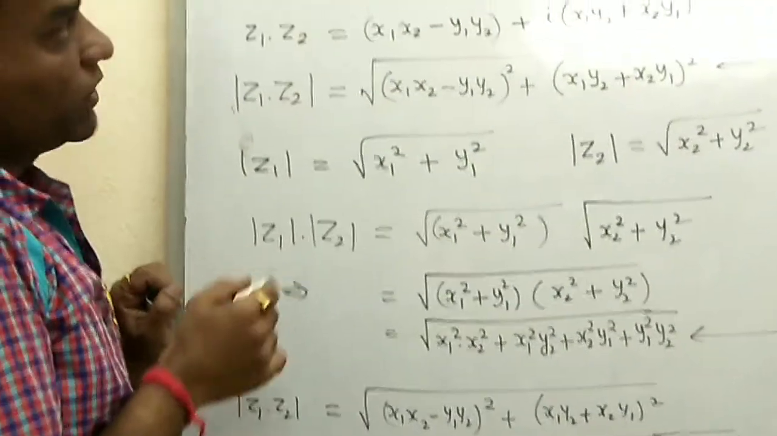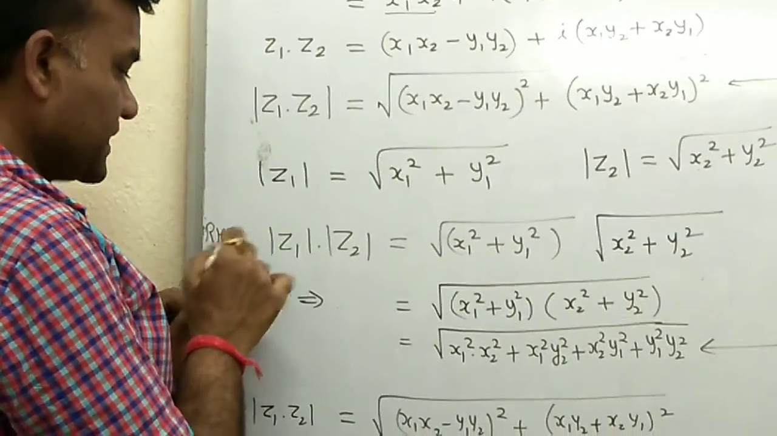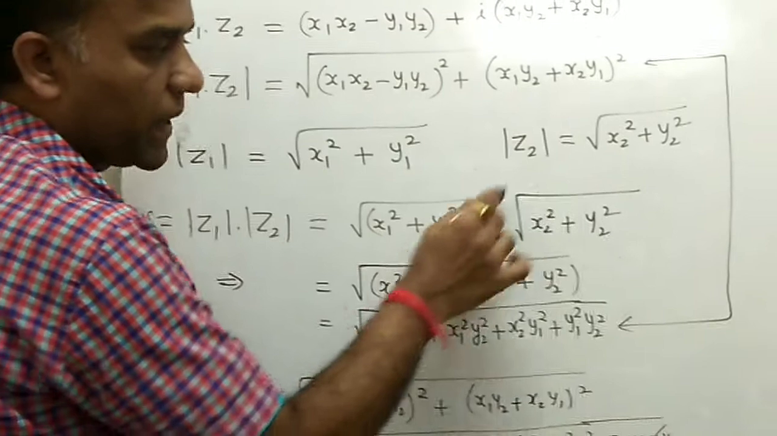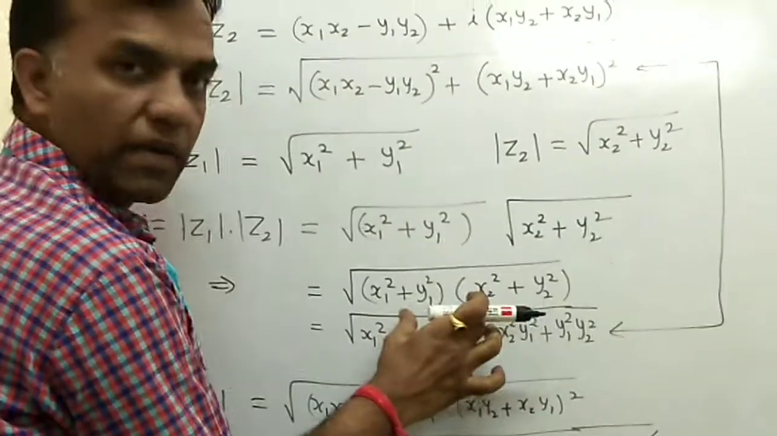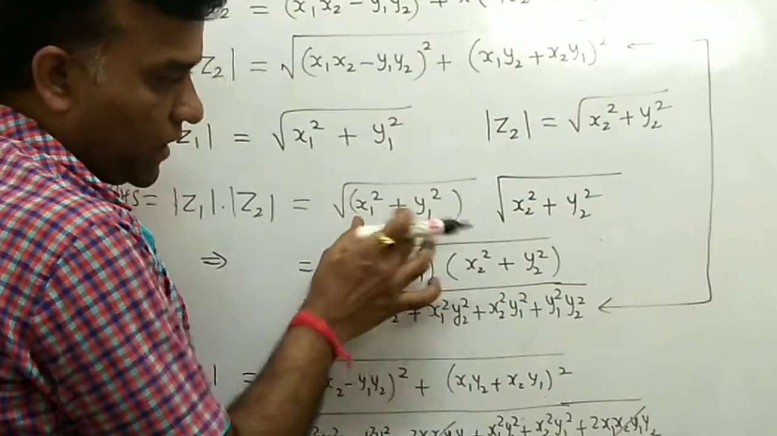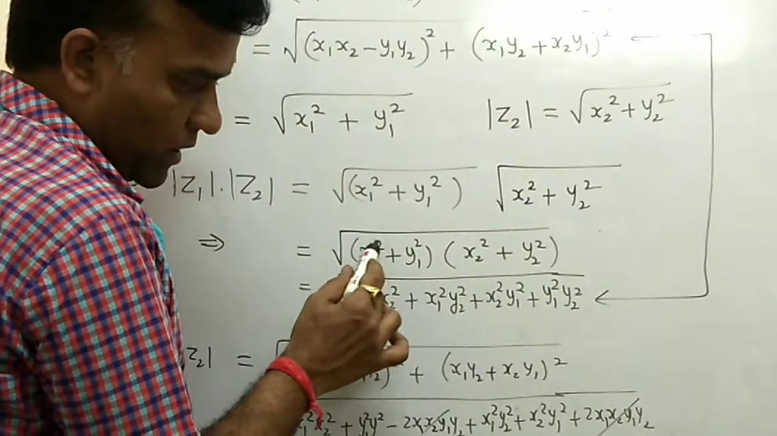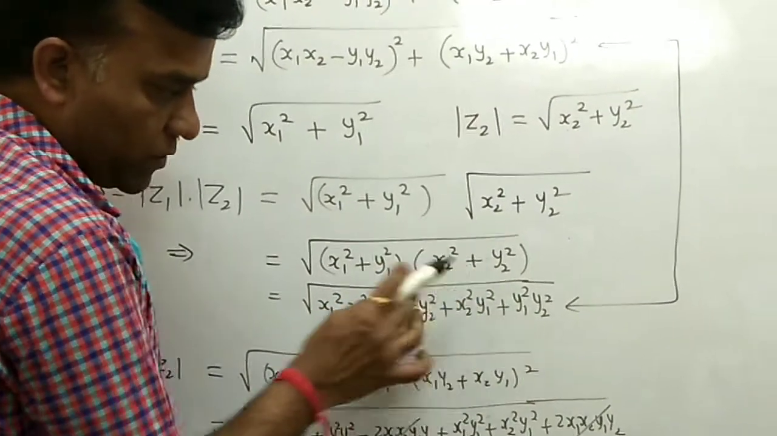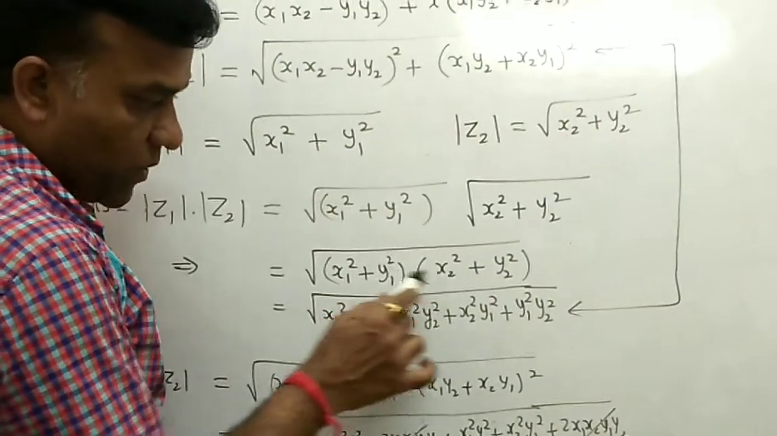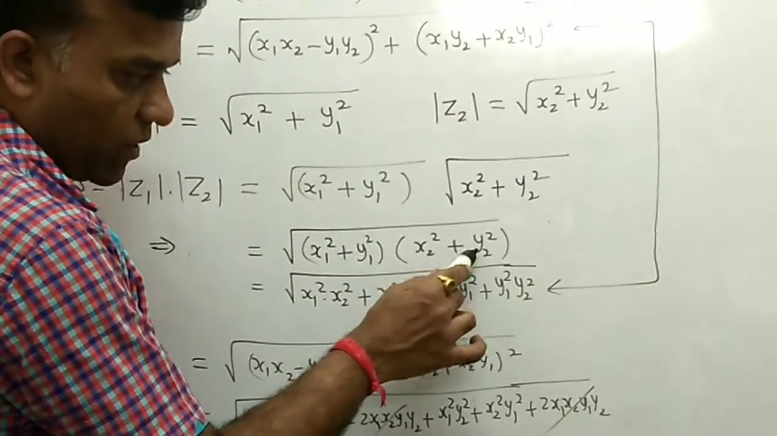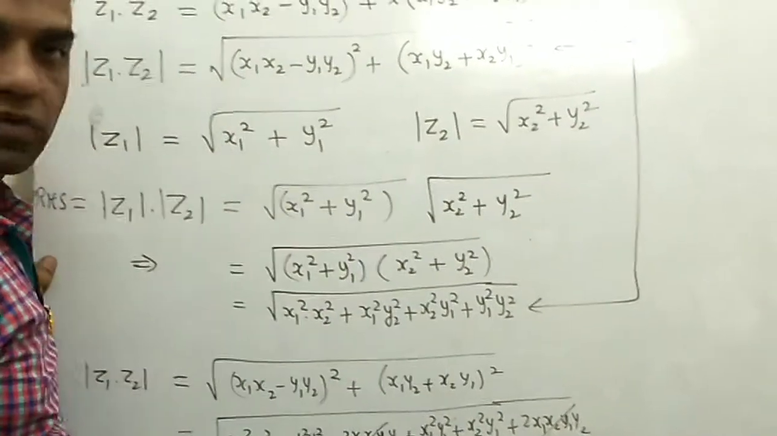On the right hand side, mod z1 into mod z2 is given, so we multiply these two square root numbers. Root a into root b is root ab, so they are multiplied inside. Now this bracket is multiplied by this bracket: x1 square plus y1 square times x2 square plus y2 square, and we have four terms inside: x1 square x2 square, x1 square y2 square, y1 square x2 square, and y1 square y2 square.